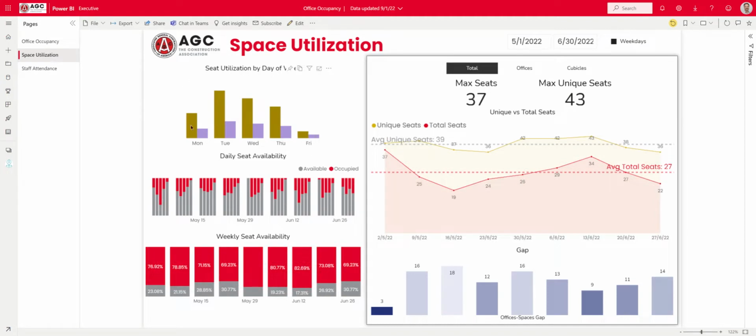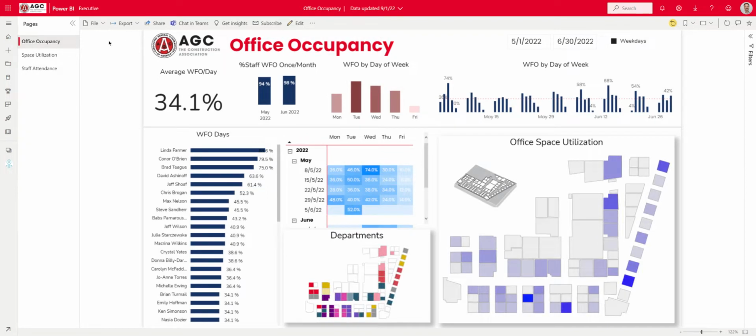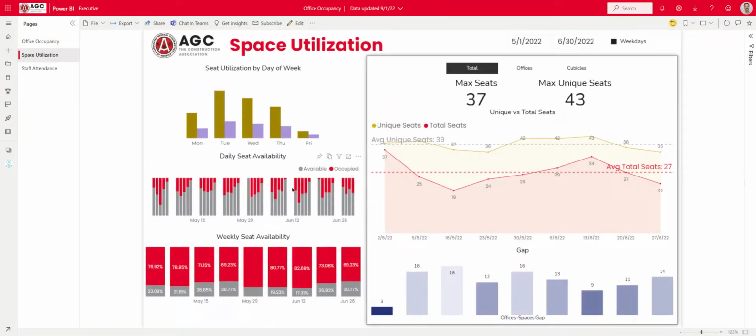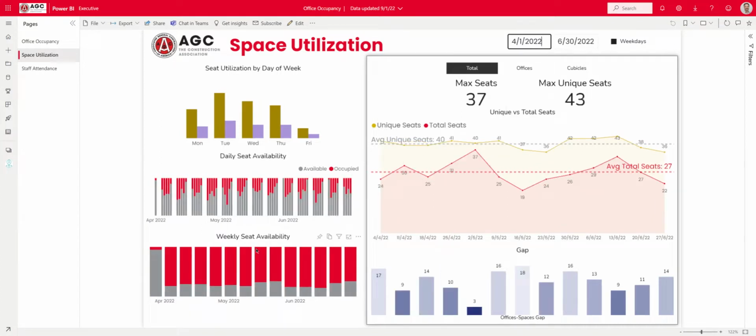What we're seeing here is the seat utilization. And seat is a combination of offices and cubicles. As you can see, this fairly closely resembles what we saw here in occupancy. We also see the availability by day for the weeks we cover here in the report. I'm going to bring this back to the full range. And then we see it on a weekly basis.